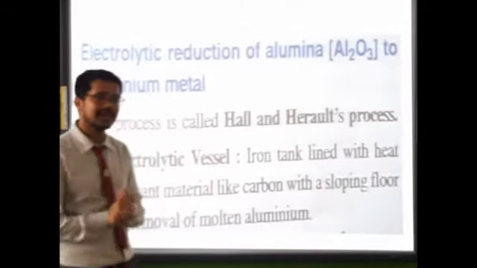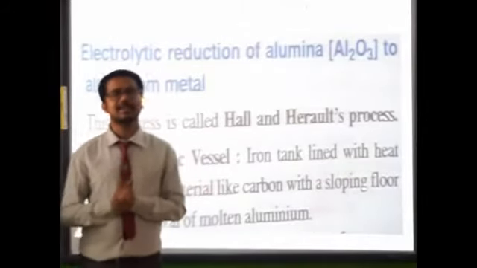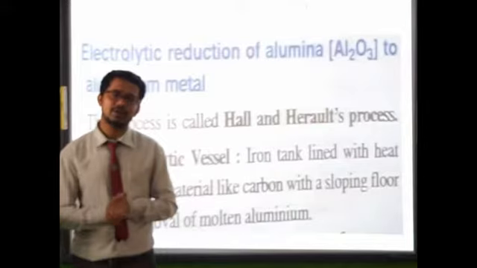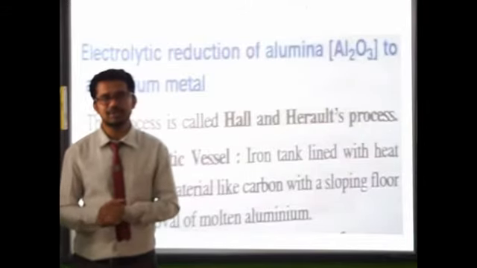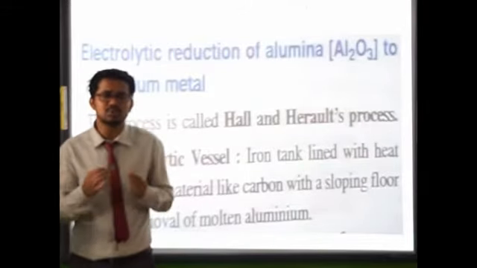So what is the Hall-Heroult process? It is the electrolytic reduction of alumina, Al2O3, to aluminium metal. So how do we do it? Let's see.